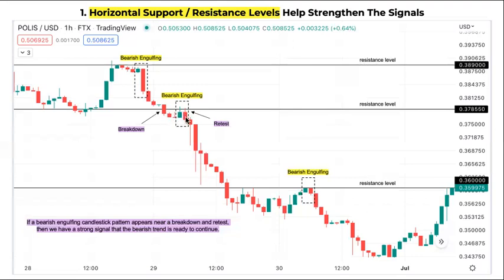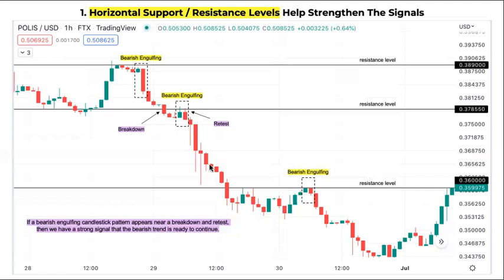And then you see a bearish engulfing candlestick that is not more than three times the green candle. So when you see this, that's where you enter. This is a breakdown and retest and a bearish engulfing candlestick. You open a short position.